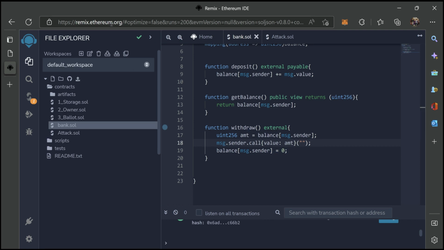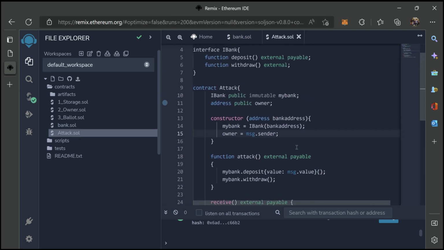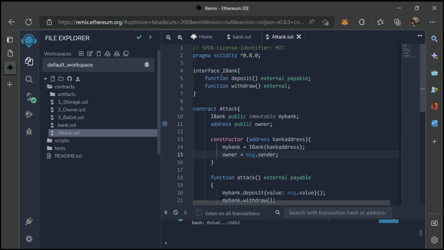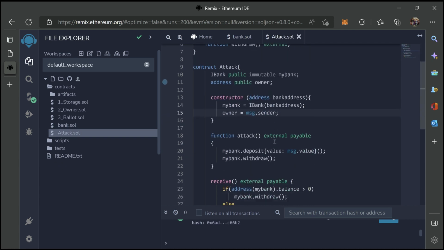I already used Remix to compare both contracts. So this is the attack contract over here. The attack contract is trying to create an interface for that. For the first contract, I call it IBank. Basically, we just expose the two functions, deposit and withdraw, from the earlier contract. I don't care about the balance. And then the constructor initializes myBank to the first contract address over here.